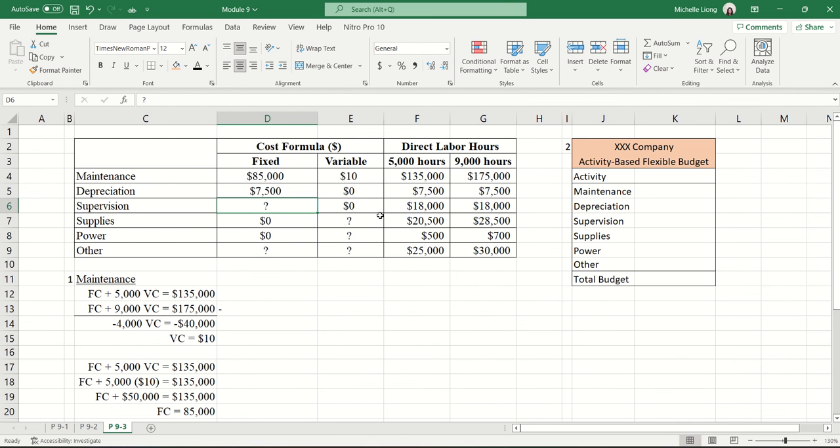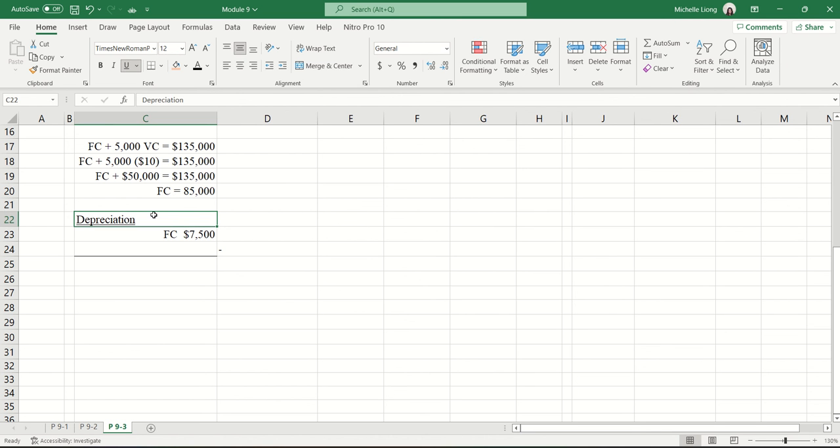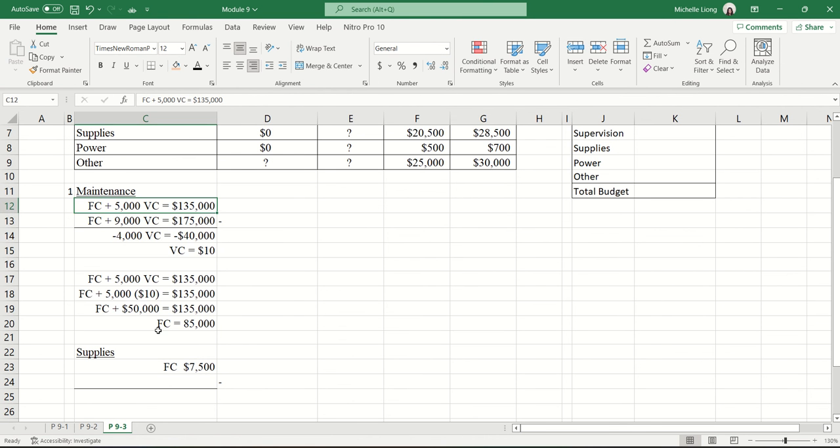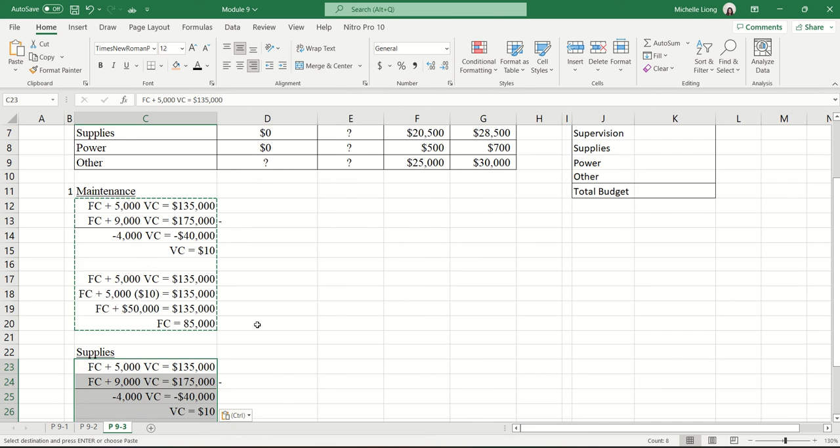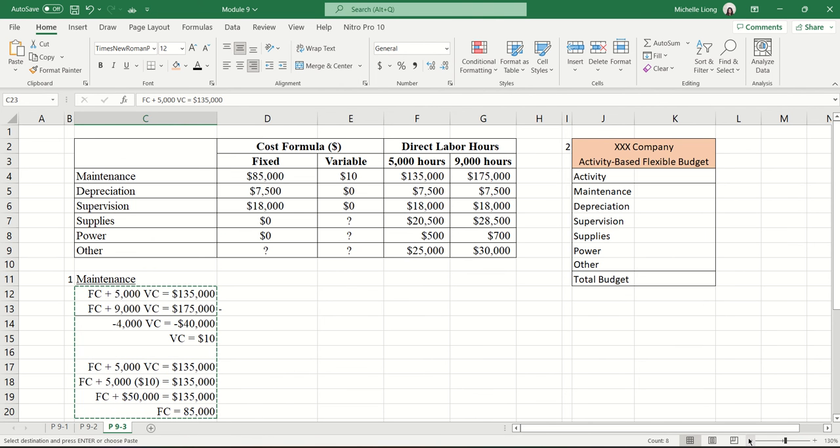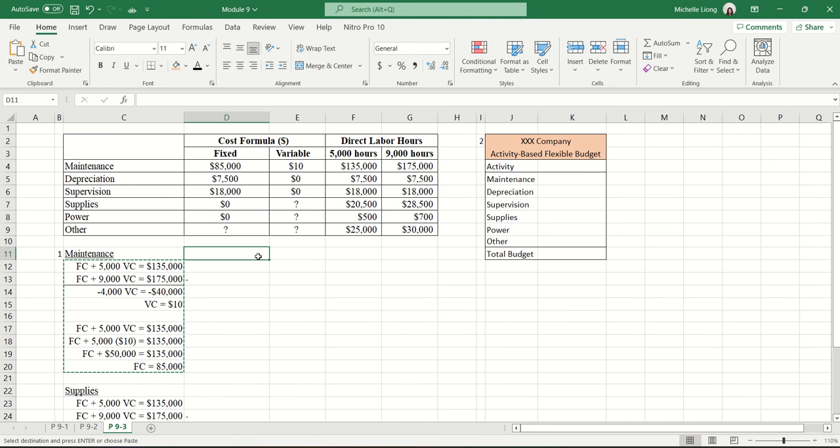As well as with our supervision. Supervision is still the same, so just select from here. For supplies, power, other, we need to find it. So the next one is supplies. Write it: supplies. We're going to use the same one. Just copy paste it first. For supplies, right here, we need to see.